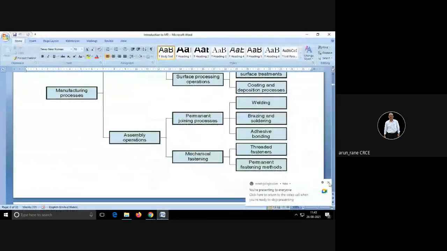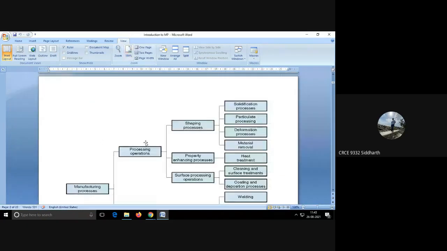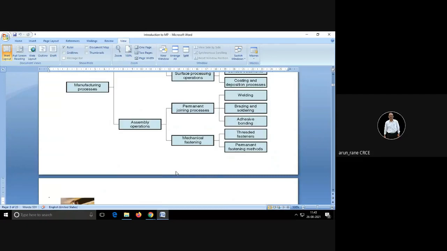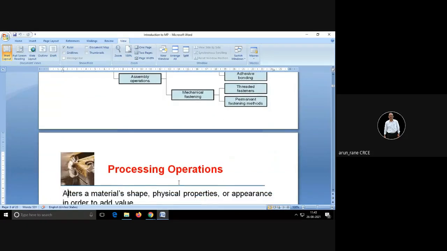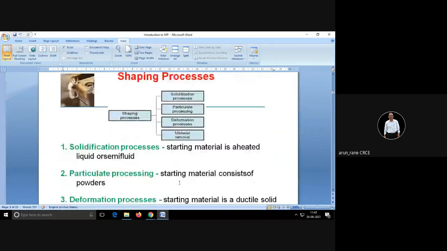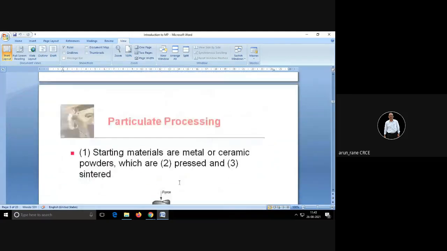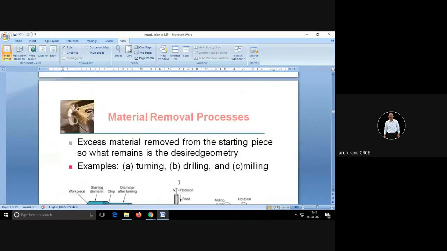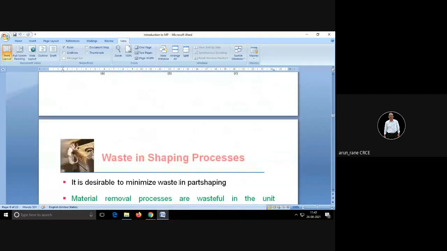So we were discussing the manufacturing processes, processing operations. What are the different processing operations? Shaping process, what is solidification, what is particulate, then deformation process, then material removal process.